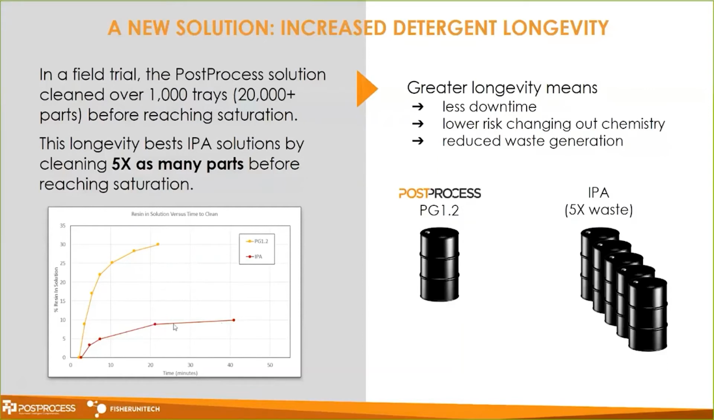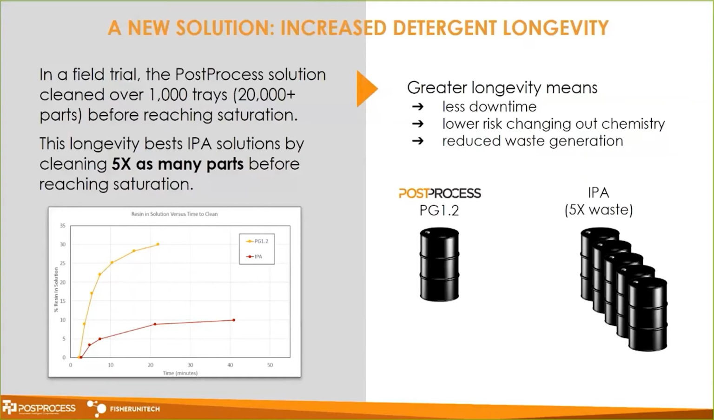Now, if you look at the post-process solution, which is the yellow line, you will see that for up to 25% resin in solution, our cycle times remained under 10 minutes. And then we reached the end of its useful life at 30% resin in solution. So overall, what that longevity means is that our detergent is able to clean 5 times more parts with significantly shorter cycle times than IPA was.